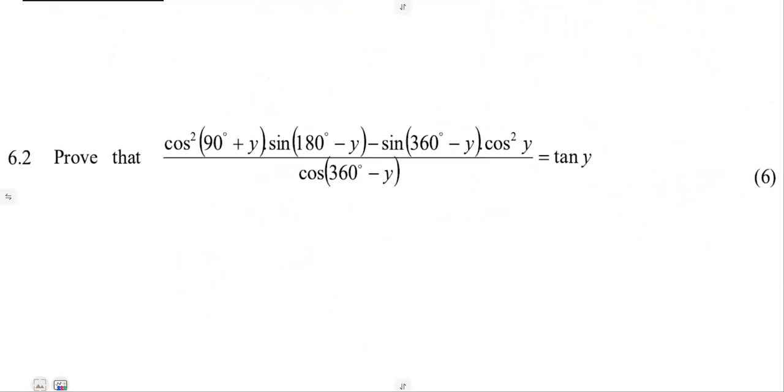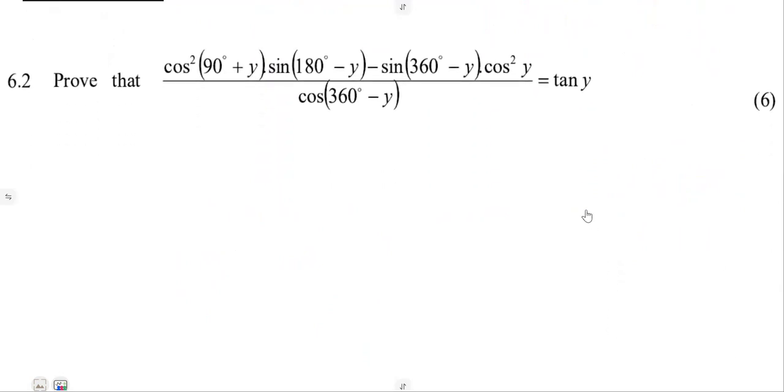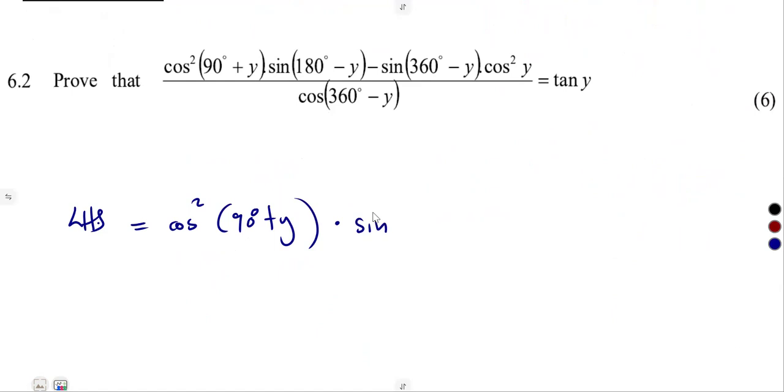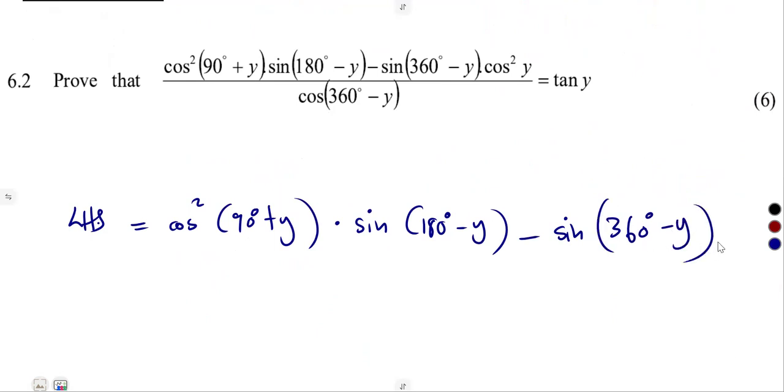Prove that the left-hand side is equal to the right-hand side. All right, so let's take the left-hand side. From our left-hand side, we have the cos squared of 90 degrees plus y times the sine of 180 degrees minus y, minus the sine of 360 degrees minus y, times the cos squared of y, like that.